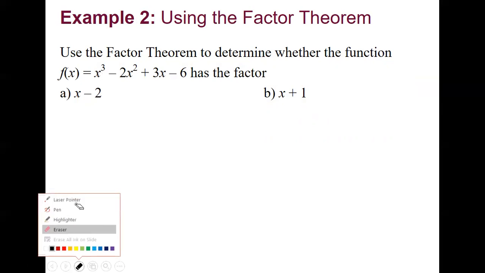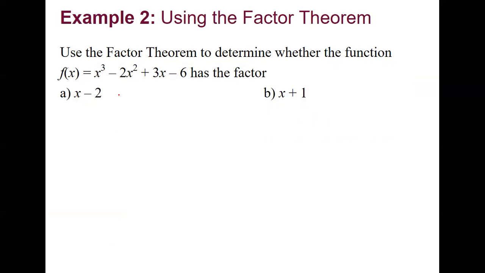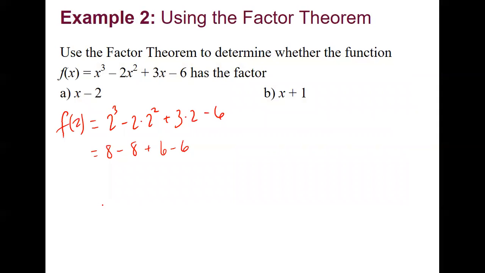All right, so we're going to do x minus 2, which means that we are substituting in what value? 2, right? So we're substituting 2. Gives me 2 to the third minus 2 times 2 squared plus 3 times 2 minus 6. That's 8 minus 8 plus 6 minus 6. Which is what? 0. So what does that mean about x minus 2? It's a factor. Yes, it's a factor.